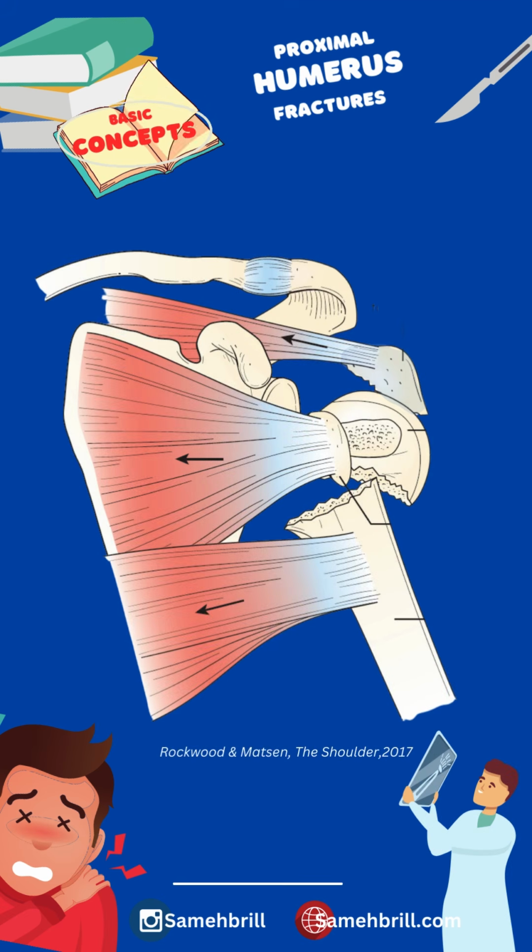So if we have a G block fracture, the greater tuberosity might displace superiorly and posteriorly. If we have an L block fracture, the lesser tuberosity might displace medially, and for the S block fracture, the shaft might displace medially as well.